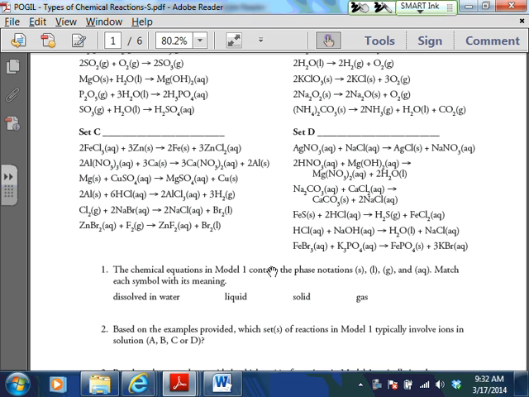Silver's a metal, right? Metals have positive charges. Nitrate, NO3, that's a 1 minus. You just have to look on your periodic table or your polyatomic ion chart for that one, okay? Sodium is a metal, so it has a positive charge. Chlorine is a non-metal, so it has a negative charge.